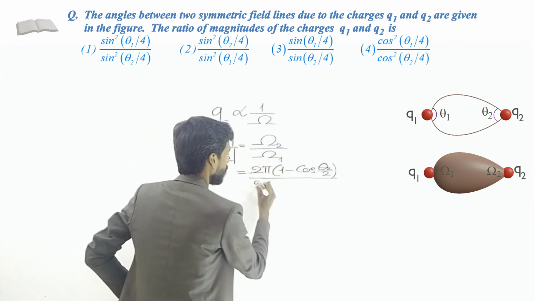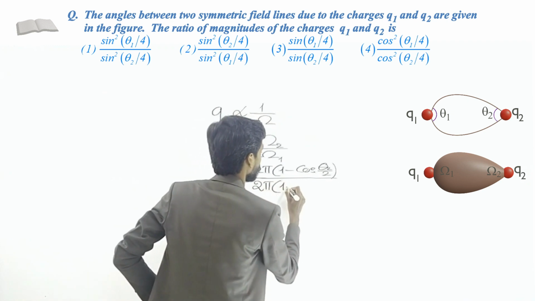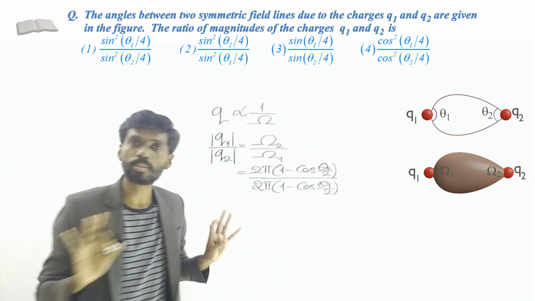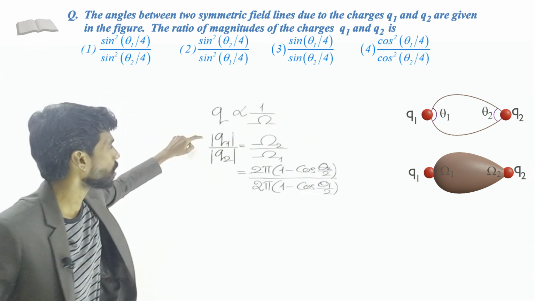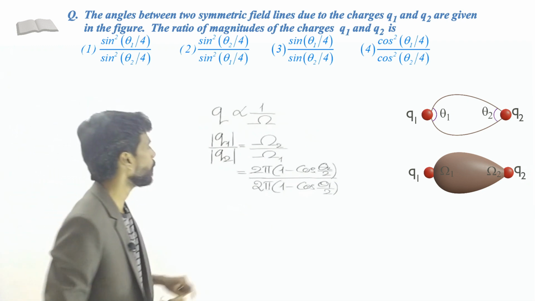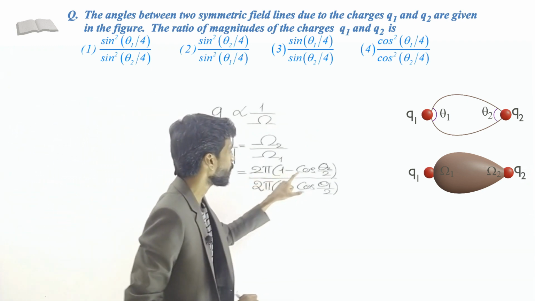So here, similarly, it is 2 pi multiplied by 1 minus cos of theta 1 divided by 2. So that is the relation, the ratio of the charges Q1 by Q2. That is given by this. But we have to simplify this. 2 pi gets cancelled. 1 minus cos theta 2 by 2.